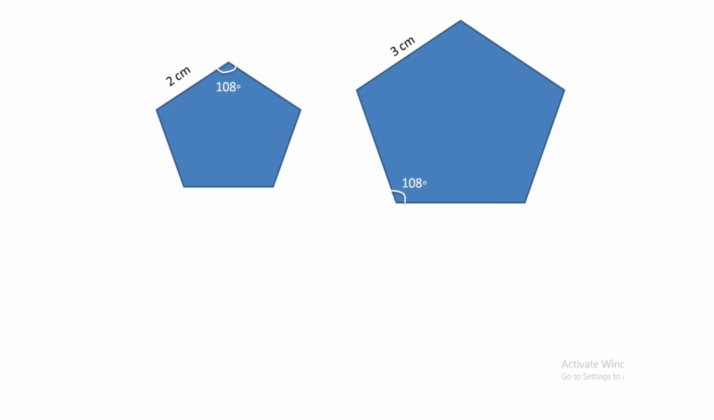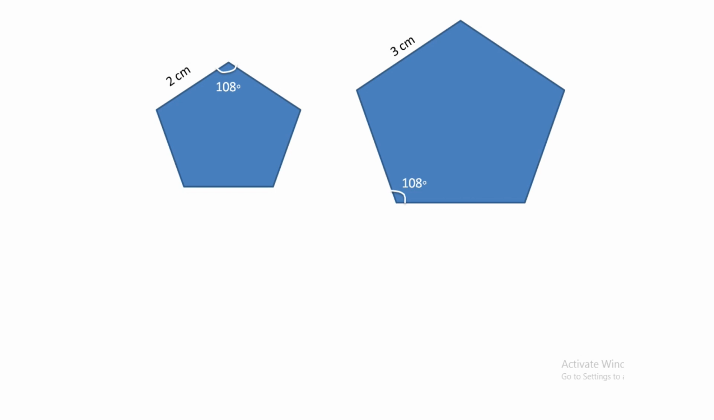So if you look at all the angles of the pentagon, all are going to be equal since it's a regular pentagon. If you look at the sides of the smaller pentagon, they are all going to be 2 centimeters each because they are equal. If you look at the larger pentagon on the right, they are all going to be 3 centimeters each. And if you look at the ratio of the sides, if you pick up any of the corresponding sides in the two pentagons, they will always be in the ratio of 2:3.